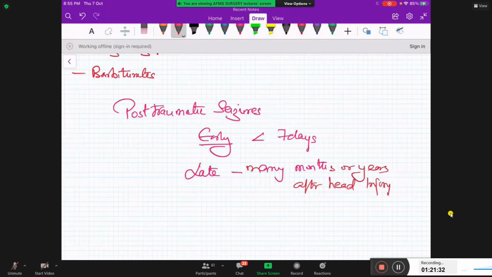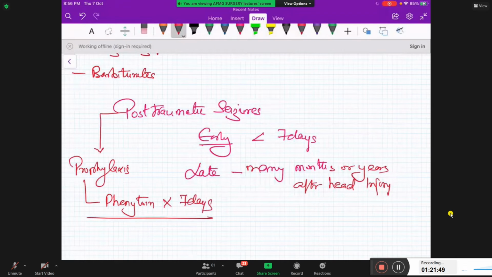And for these post-traumatic seizures, we are supposed to give prophylaxis also. This prophylaxis is given with phenytoin for the first 7 days only. To prevent these seizures, we will give prophylaxis with phenytoin for the first 7 days only.